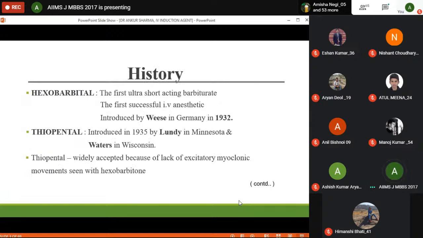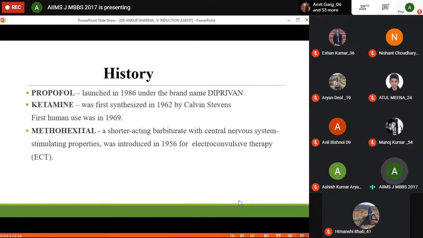After that, propofol came. It was launched in 1986 under the brand name Diprivan. After that, ketamine came. It was first synthesized in 1962 by Calvin Stevens, and first human use was in 1969. And after that, methohexital came, a shorter acting barbiturate with central nervous system stimulating properties. It came in 1956 for electroconvulsive therapy.